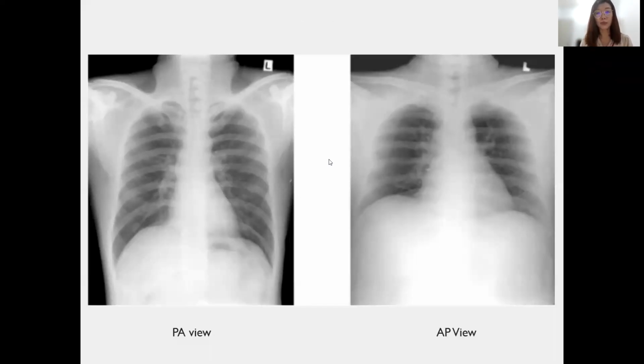So these are the differences between PA view and AP view X-ray. So you can see on the AP view X-ray, the heart is always magnified. So if we want to assess the cardiothoracic ratio, we might not be so accurate on AP view.